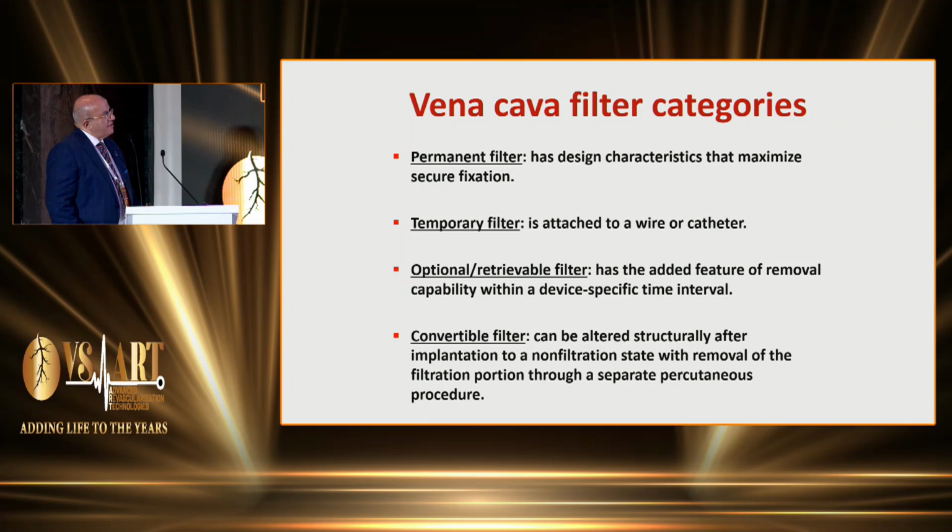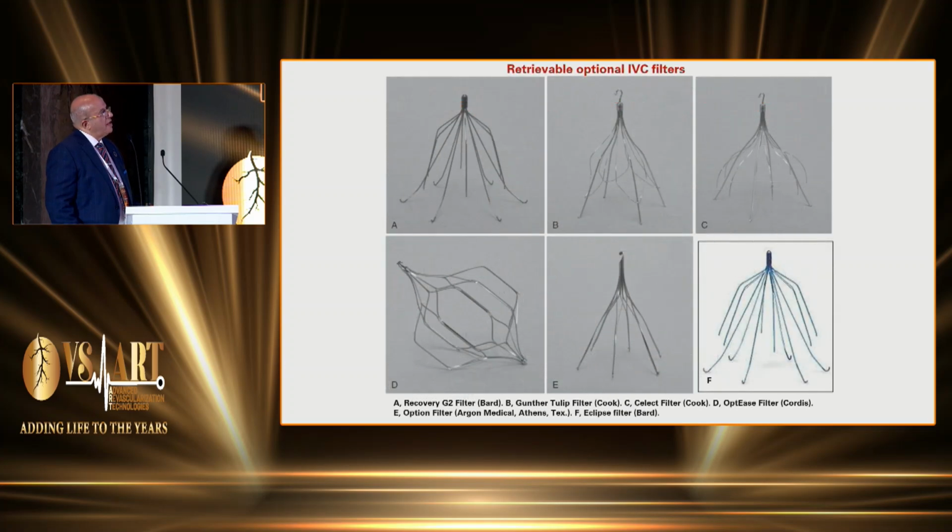For vena cava filter categories, we have four: a permanent filter, which has design characteristics that maximize secure fixation; a temporary filter, which is attached to a wire or catheter; an optional or retrievable filter, which has a feature of removal capability with a device-specific time interval; and the convertible filter, which can be altered structurally after implantation to a non-filtration state, with removal of the filtration portion through a separate percutaneous procedure. This is the type of retrievable filter.